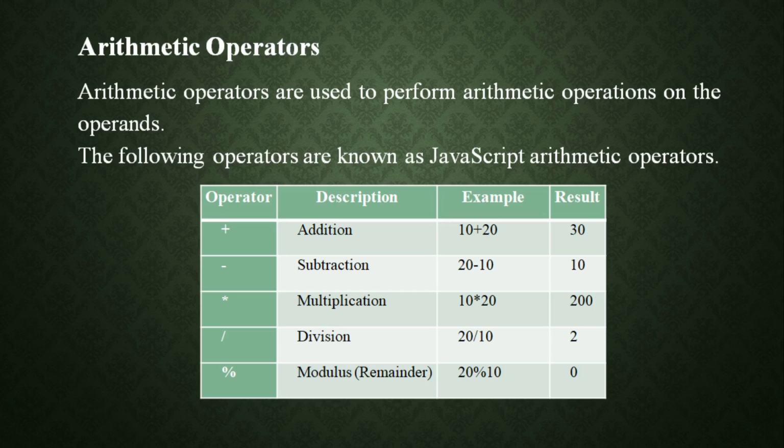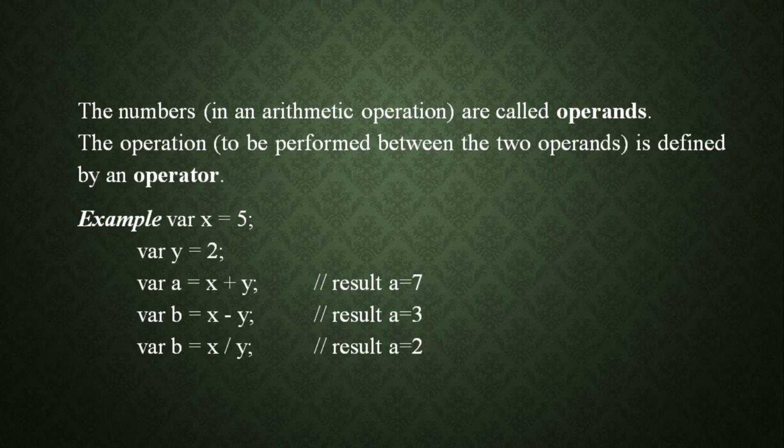How do we write this? Operators are written with the help of operands. Here in this example, 10 plus 20, 10 and 20 are operands and plus is the operator. This plus is known as an arithmetic operator. In arithmetic operations, we use operands, and we use the operator in between the operands. The operation to be performed between the two operands is defined by the operator.